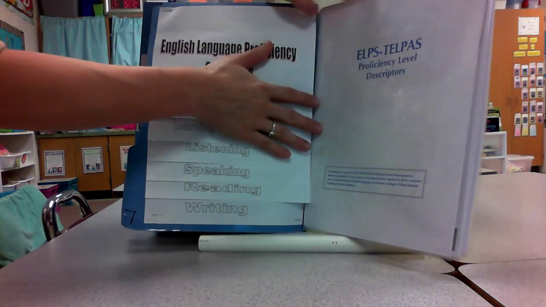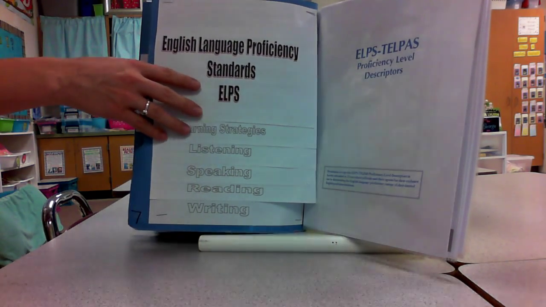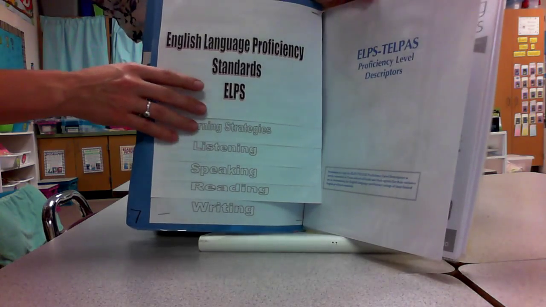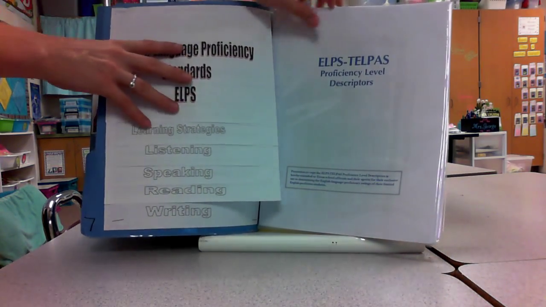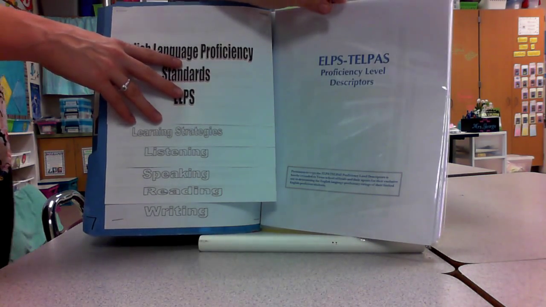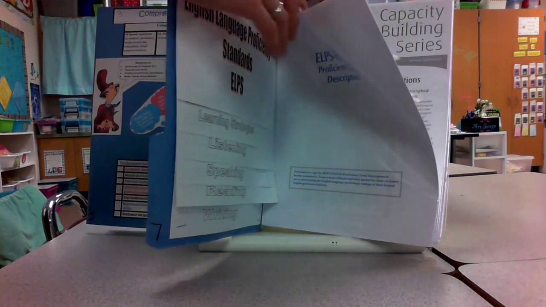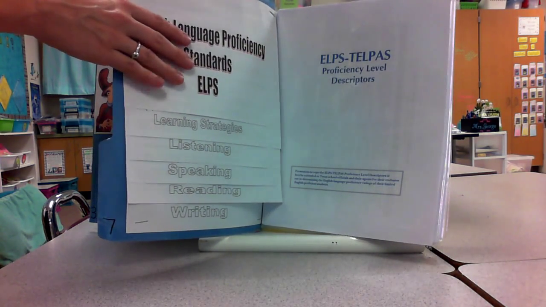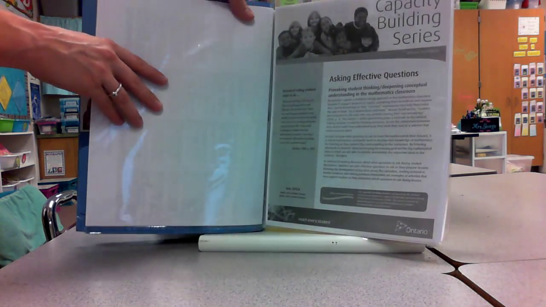Okay, so this next part, the ELPs and the TELPAS, this is just a good resource for ESL and bilingual teachers. It's how you can tell where your kids are. Are they beginning? Are they intermediate? Are they advanced? Are they advanced high? There are descriptions of each one of those in here for listening, speaking, reading, and writing. That's a really good resource to have if you're trying to figure out where this kid is. Where is my ELL?